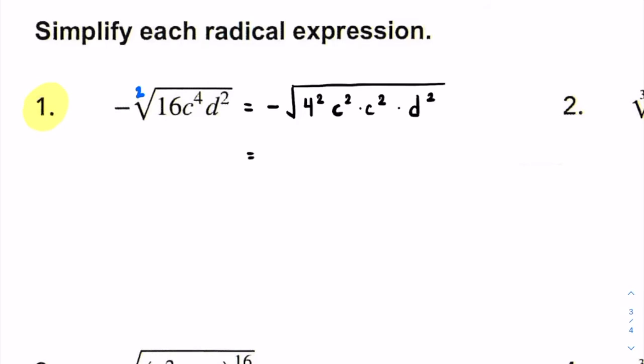Now let's simplify. Do we know what the square root of 4 squared is? If you have a square root in a perfect group of 2, then just one of them will come out. Don't forget this negative sign that I just wrote in there. So negative, the square root of 4 squared is 4. Then the square root of c squared is c. The square root of c squared again is c. And the square root of d squared is d. Multiply your common terms together. Negative 4 times c squared times d is your final answer.